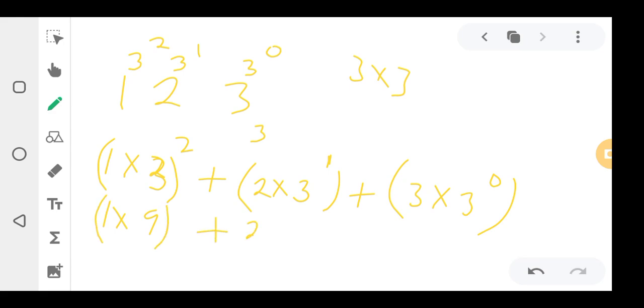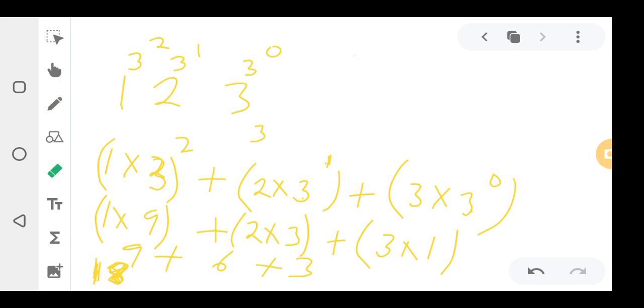Plus, you drop your 2 times 3 to the power 1. Any number to the power 1 is itself. Plus 3 times 3 to the power 0, and any number to the power 0 is 1. So I've got 9 plus 6 plus 3. That is 15 plus 3, which is 18. So the answer I've got is 18.